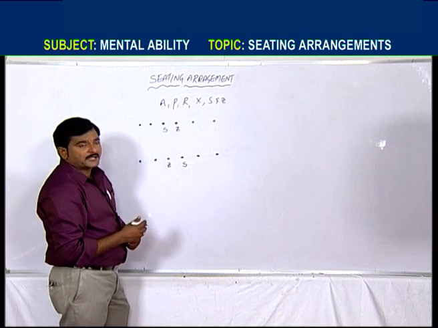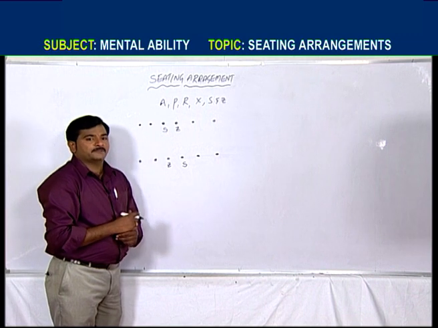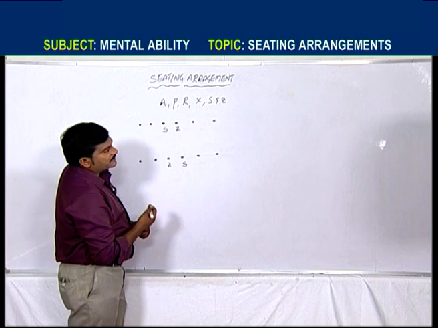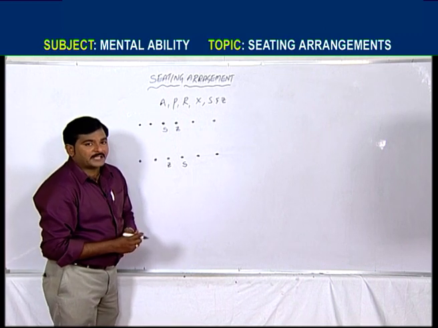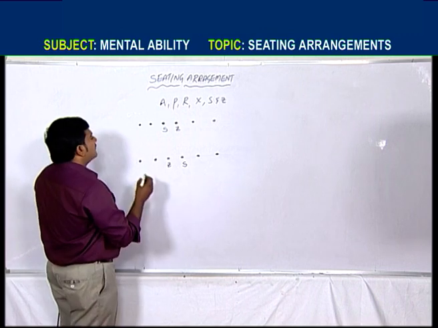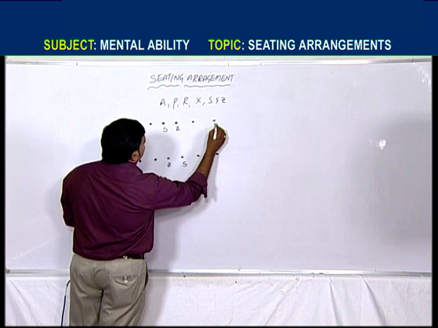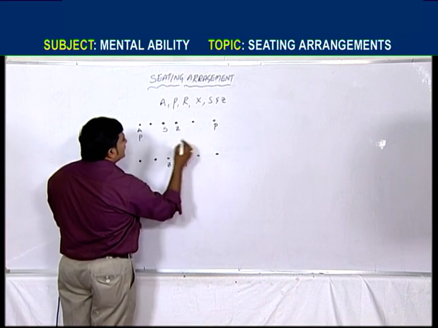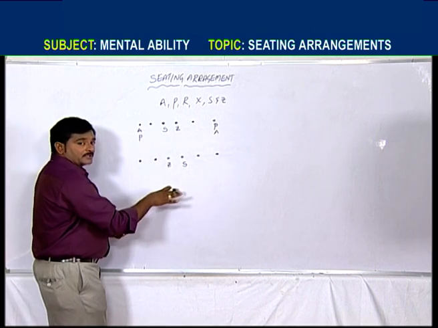Both are possible because in both cases S and Z are exactly in the center. S and Z are sitting in the center. And the next thing he mentioned here: A and P are at the ends. What does it mean? If for example A is here, P will come here. Or if P is here, A will come here. The same can be applied to this side also. Okay, there is no issue.